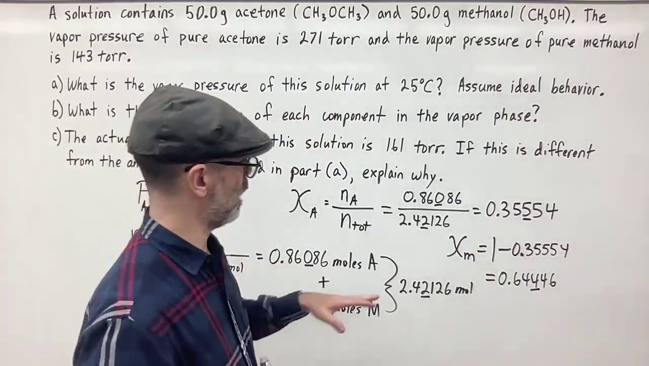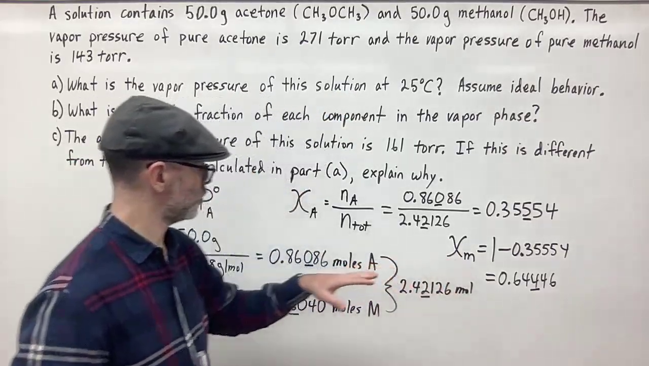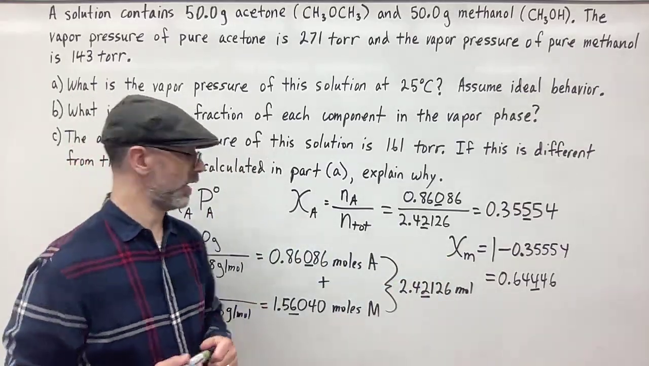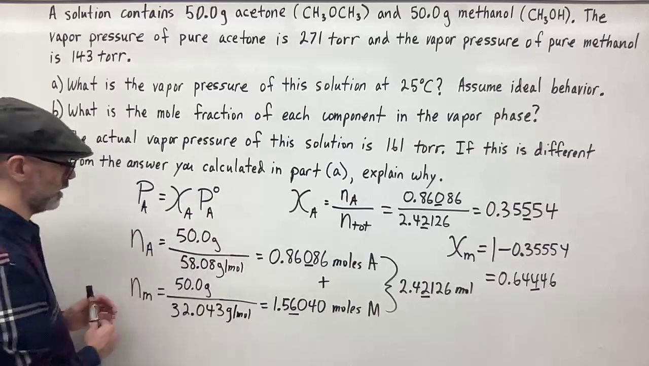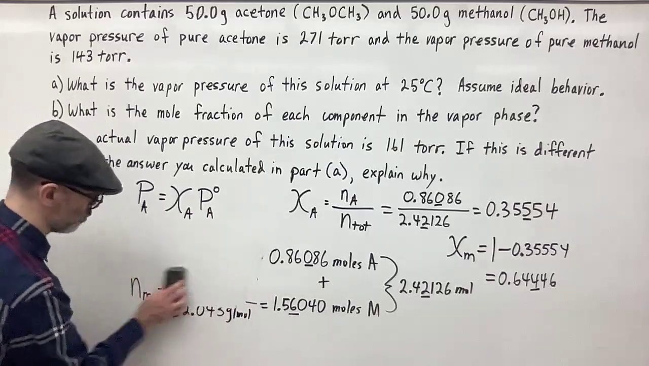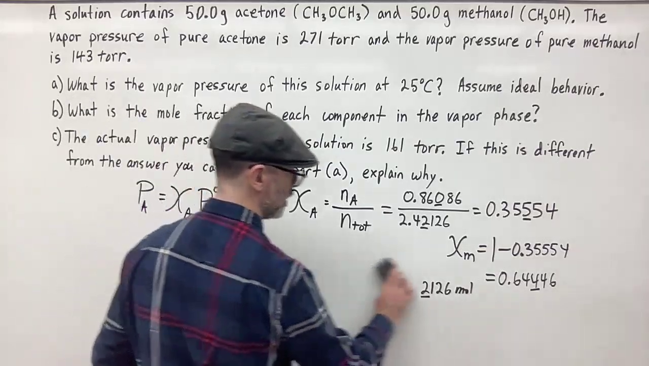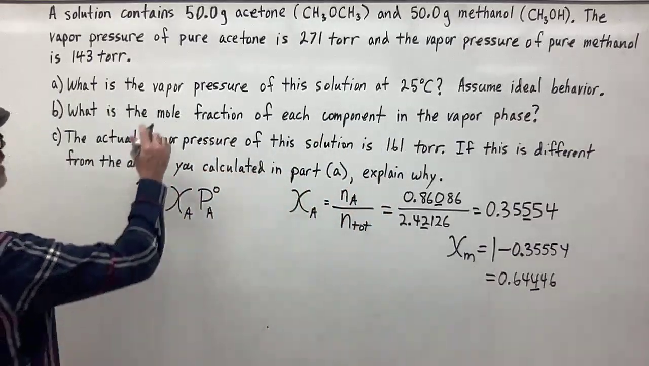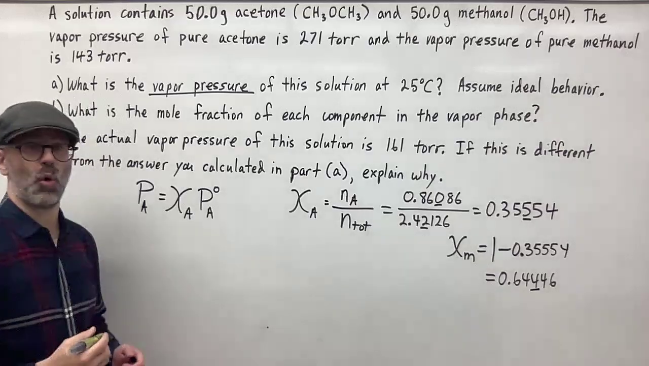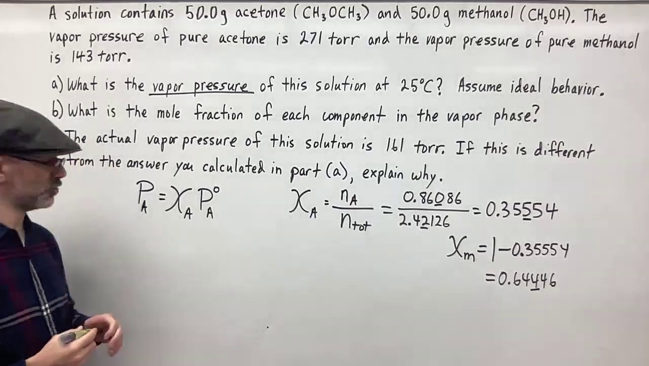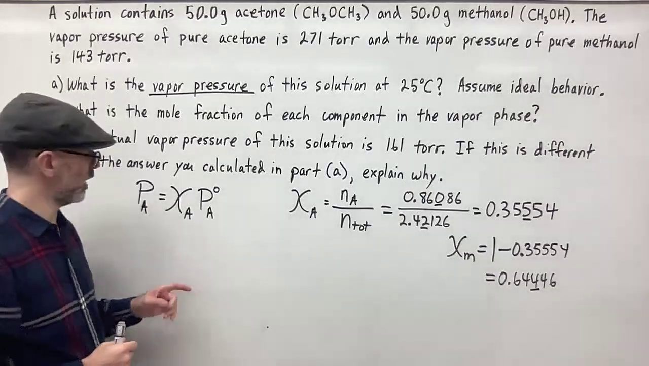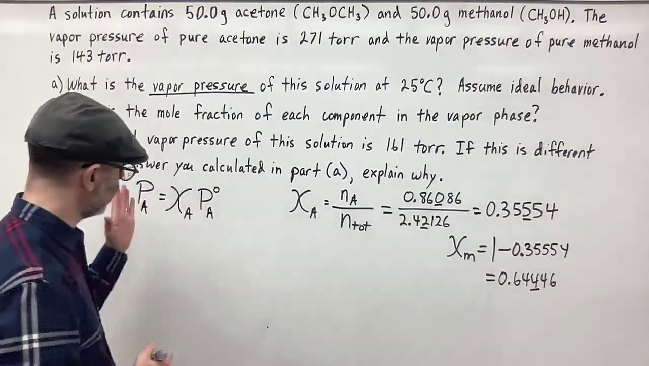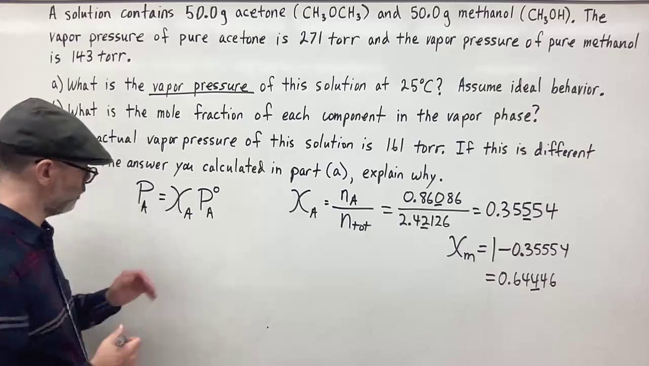So now that I have the mole fractions in the solution of acetone and methanol, I can now use that in the Raoult's equation. So let's go ahead and erase all of this. I don't need that anymore. So what is the vapor pressure? That means the total vapor pressure, not the partial pressure. So in order to get the total vapor pressure, we're going to have to find the partial pressure of acetone and the partial pressure of methanol. So we're going to use Raoult's equation for both of those.